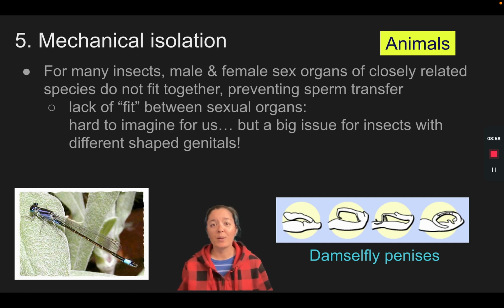Another example of mechanical isolation is the morphological difference in sex organs. If my thing doesn't fit with your thing, we can't mate. There's a physical difference. If it can't fit, it's not going to work. It's hard to imagine for us as humans, but when it comes to something like insects, this example of a damselfly, it's very similar to a dragonfly. Depending on the species, there are many different types of damselfly penises that only fit in the same species of female. So again, mechanical isolation, if it doesn't fit, it's not going to work, you can't breed.